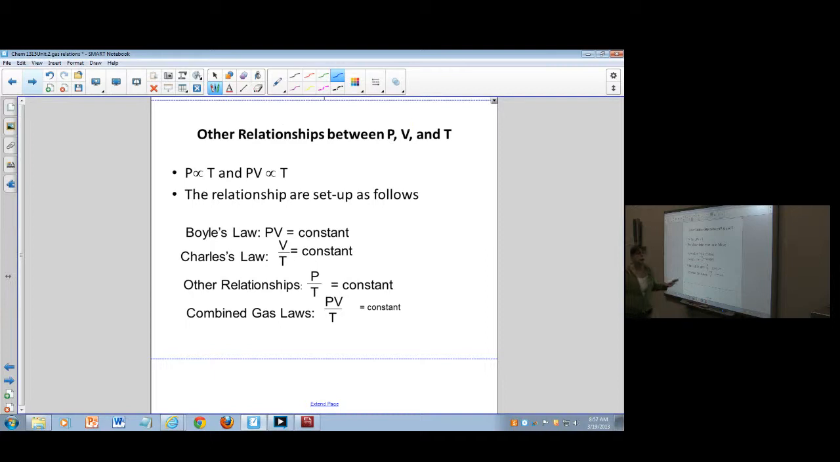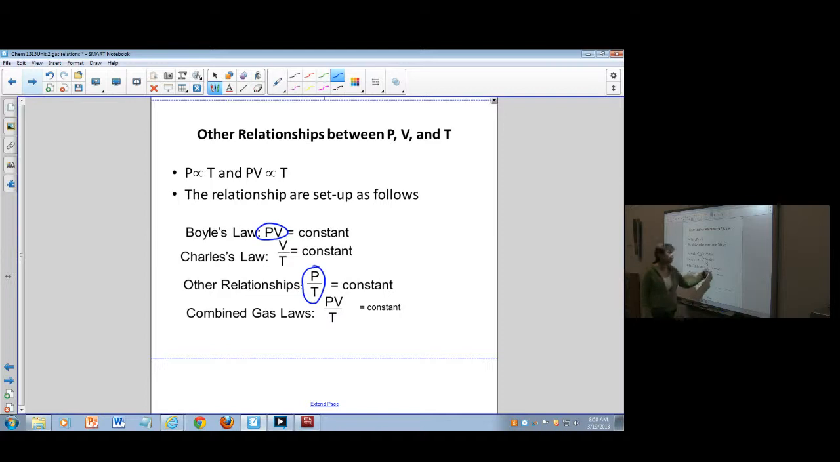Now, there are other relationships that we haven't really talked about much. We saw Boyle's law and Charles's law. Because the pressure and the volume are related like they are, there can also be a similar relationship as Charles's law, where the pressure over the temperature is held to a constant.